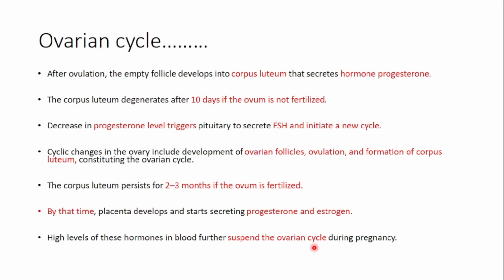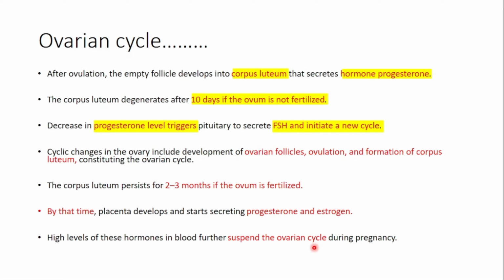Then when ovulation takes place, the empty Graafian follicle develops into the corpus luteum that secretes the hormone progesterone. And the corpus luteum degenerates after 10 days if the ovum is not fertilized. So when this happens, there will be decrease in the level of the hormone progesterone, which triggers the pituitary gland to start secreting follicle stimulating hormone to initiate a new ovarian cycle.